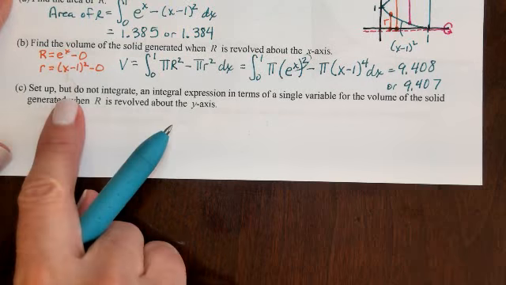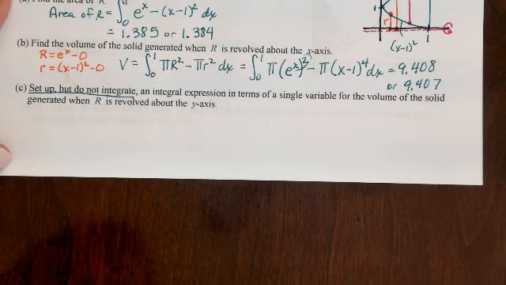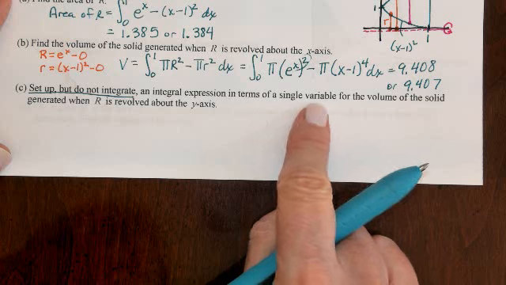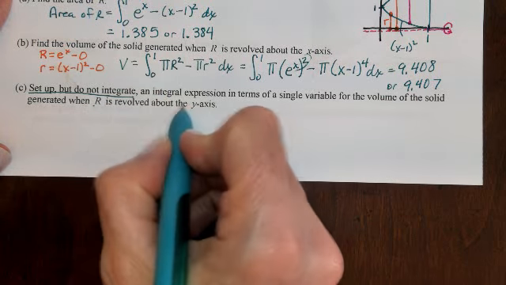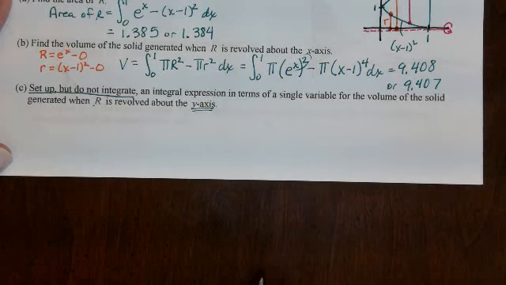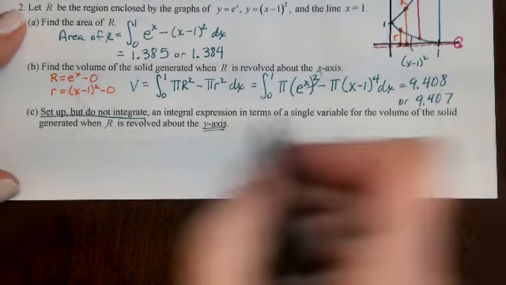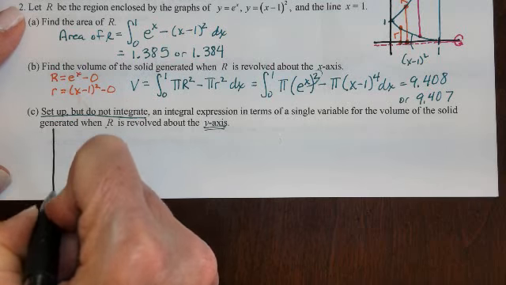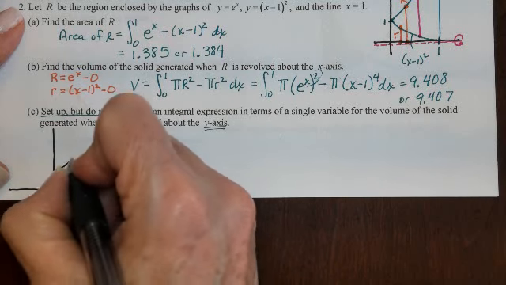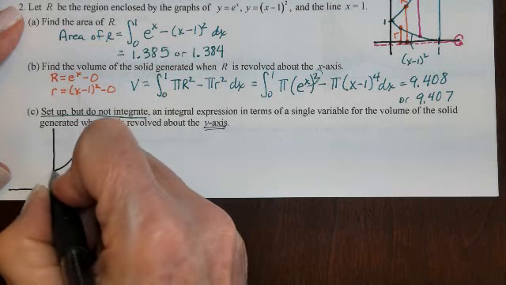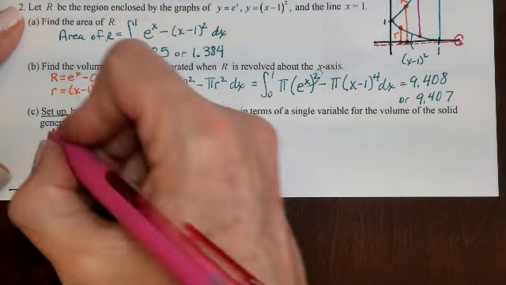All right, set up but do not integrate. Set up but do not integrate an integral expression in terms of a single variable for the volume of the solid generated when R is revolved around the y-axis. Now we're going to take this and revolve it around the y-axis. Since I've marked this up pretty good, I'm just going to come over here and resketch it. So my shape looks something like this. And now I want to revolve this around the y-axis.